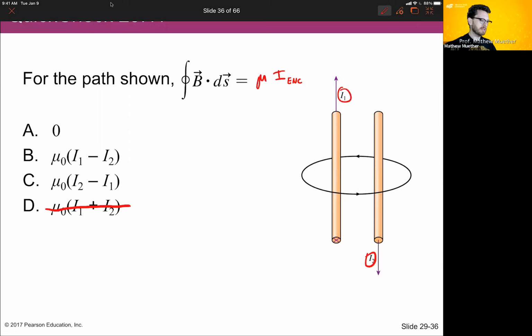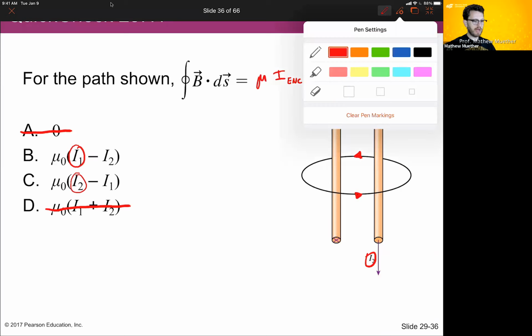They don't necessarily have the same magnitude for the currents, so they shouldn't cancel out necessarily. They might if they were identical magnitudes, but we're not told that, so I'll eliminate A. So the question is the contribution to that path integral positive for I1 or positive for I2? Well, how am I going to determine that? Notice the direction that the path is pointed. They indicate a direction here.